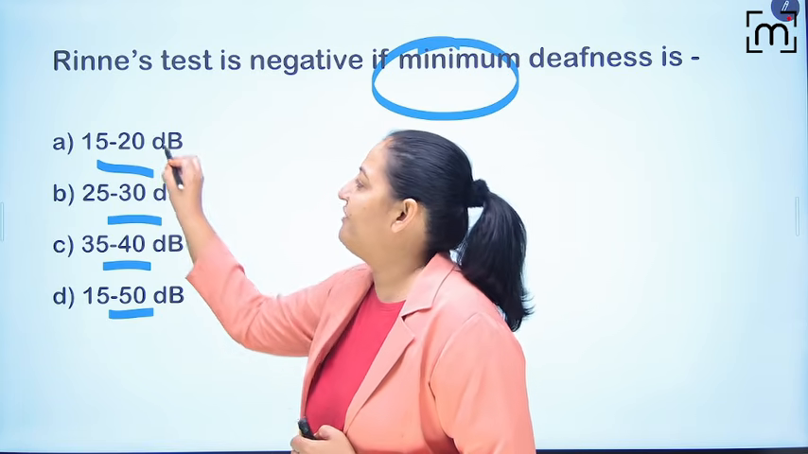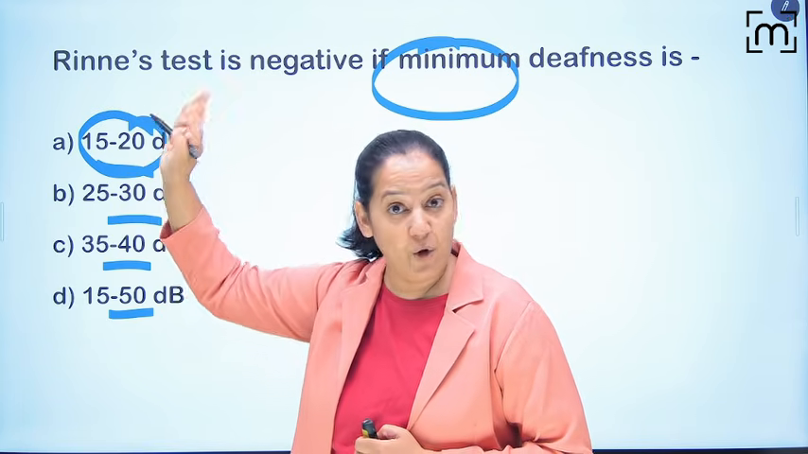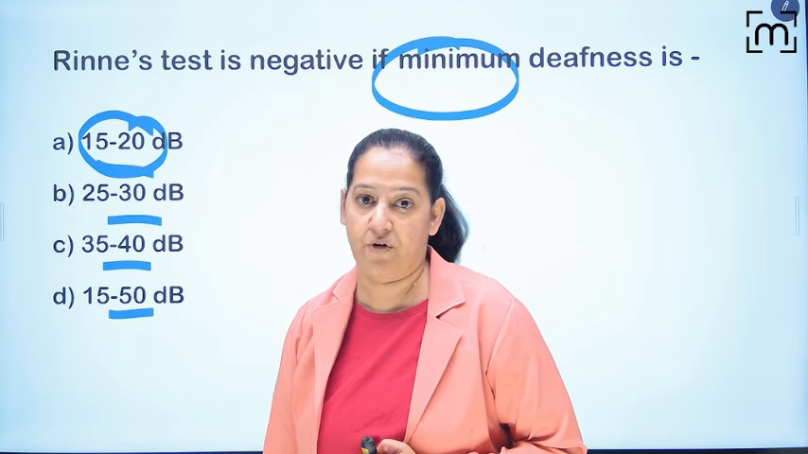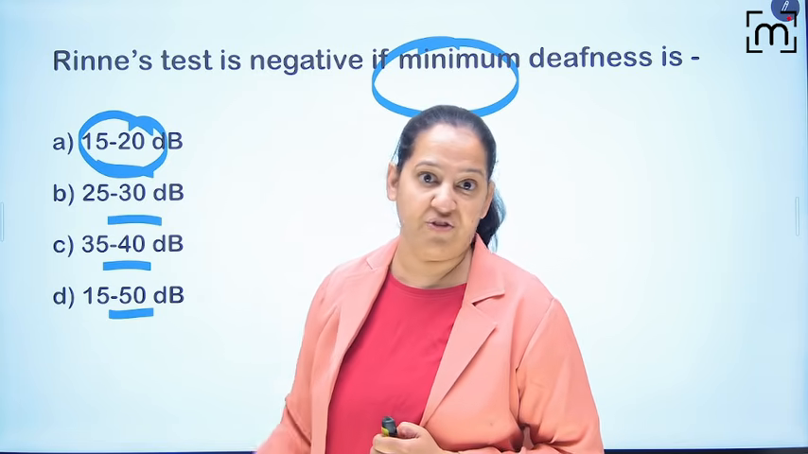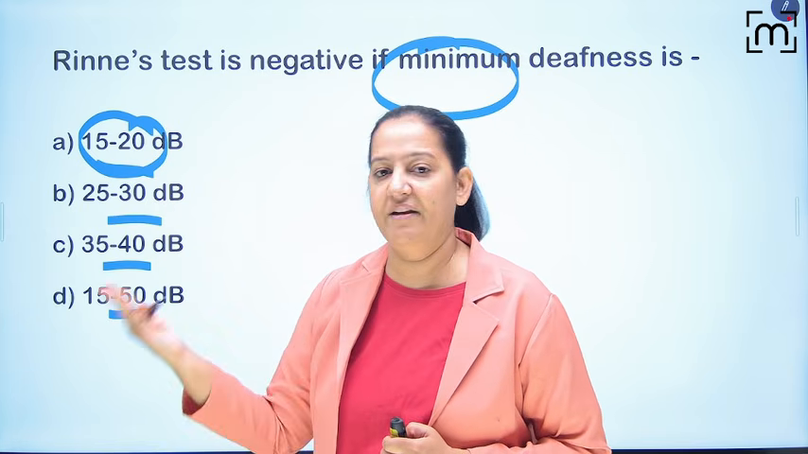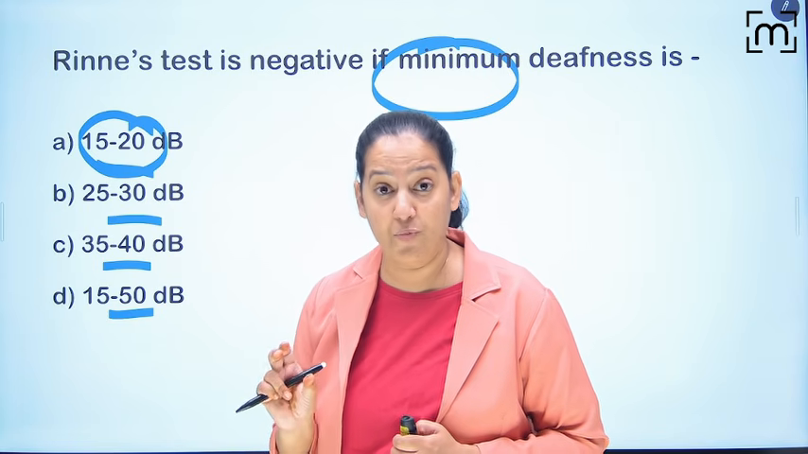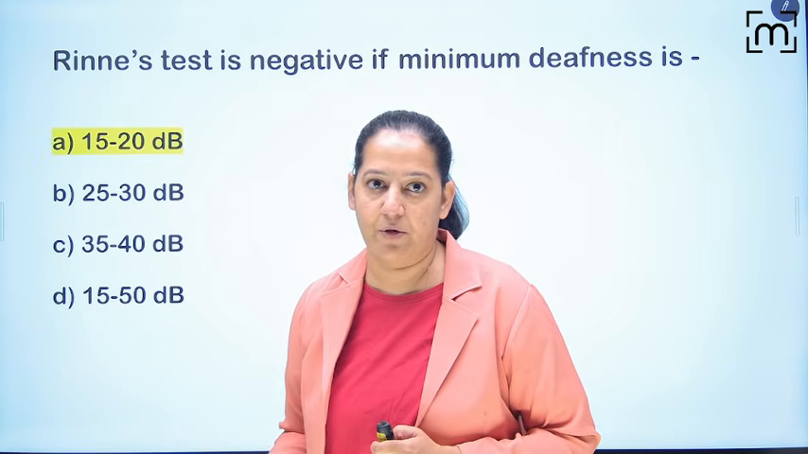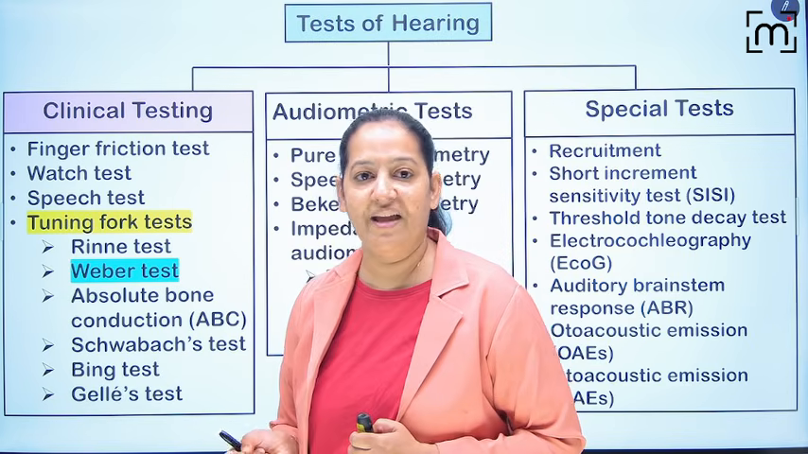So the range is 15 to 20. Deafness below 15 to 20 is not detected by Rinne. You should apply some other test, not Rinne. The minimum cutoff of Rinne should be 15 to 20. More than that, it is detected by Rinne, and we can tell how much deafness is there using different frequency tuning forks. I told you that criteria also. So the correct answer is 15 to 20.